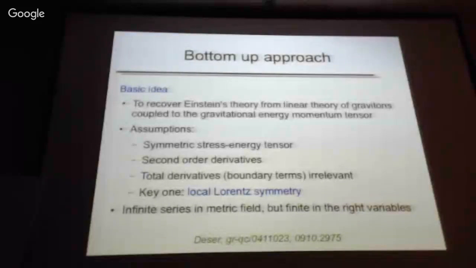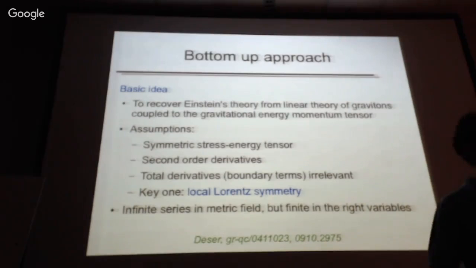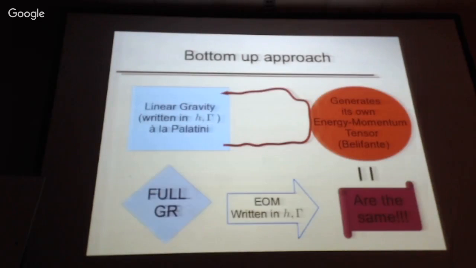So if you try to write general relativity in terms of the metric, what you get is an infinite series. So you get an infinite number of interactions. But if you use the right variables, it actually simplifies to just one interaction. And we will see what the idea is. So the idea is to take linear gravity, where we're expanding the metric around flat space. Remember, we had this h. Where I'm taking the connection as an independent field.